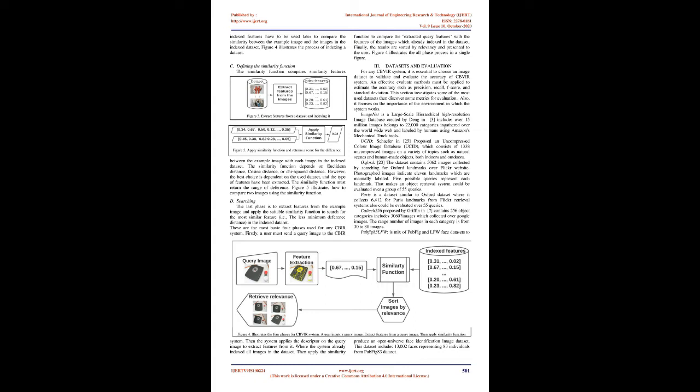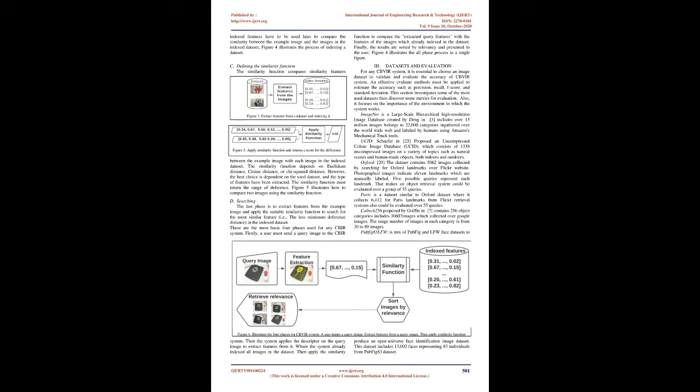ImageNet is a large-scale hierarchical high-resolution image database created by Deng et al. [3]. It includes over 15 million images belonging to 22,000 categories, gathered over the World Wide Web and labeled by humans using Amazon's Mechanical Turk tools. UCID: Schaefer [25] proposed an uncompressed color image database, UCID, which consists of 1,338 uncompressed images on a variety of topics such as natural scenes and human-made objects, both indoors and outdoors.